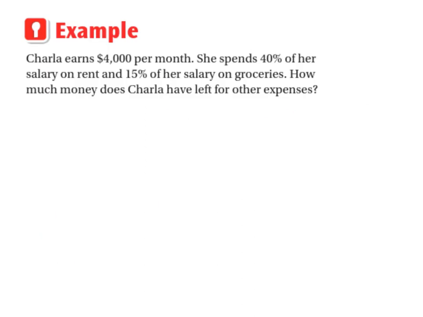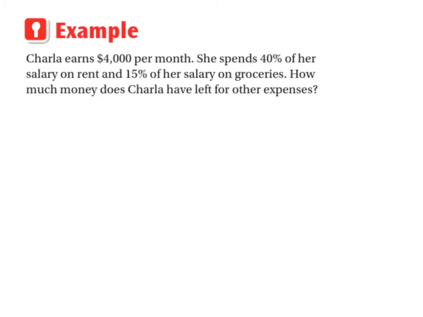Okay, here's your first example story problem. I'm going to do it and then I'll have a try it problem for you next. Now, Charlotte earns $4,000 each month. She spends 40% of her salary on her rent and 15% of her salary on groceries. So how much money does Charlotte have left over for other expenses? That's a really good question. All of us kind of deal with this each and every day.